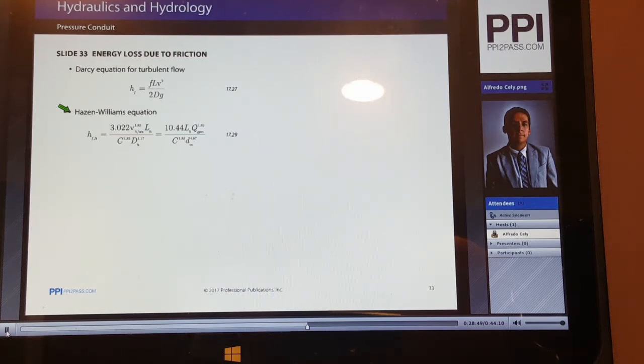In water distribution systems, it's water. In sanitary sewer, the sewage is very, very close to water. However, in other engineering applications, such as the oil and gas industry, where we have more viscous fluids, such as oil, the Darcy-Weisbach equation is used.